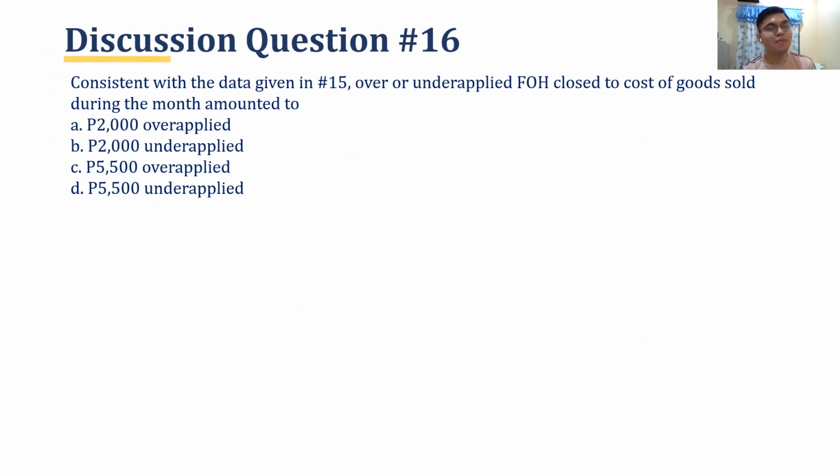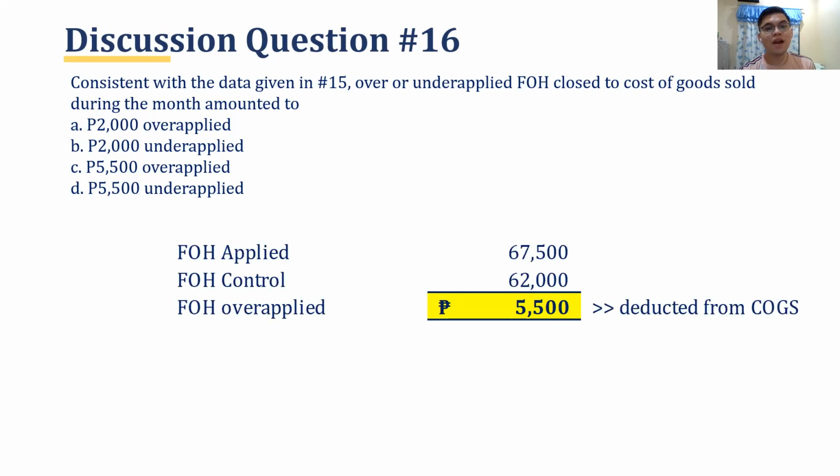So, when you get back to number 15, here's your comparison. Yung FOH applied mo ay 67,500. That's from direct labor na 45,000, you apply 150%. That's 67,500. Then you compare that to your actual factory overhead na 62,000.